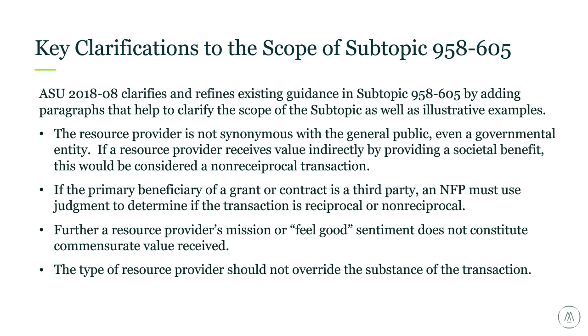As previously mentioned, the resource provider is not synonymous with the general public, even a governmental entity. If a resource provider receives value indirectly by providing a societal benefit, this would be considered a non-reciprocal transaction. If the primary beneficiary of a grant or contract is a third party, a not-for-profit must use judgment to determine if the transaction is reciprocal or non-reciprocal. Further, a resource provider's mission or feel-good sentiment does not constitute commensurate value received. The type of resource provider should not override the substance of the transaction.